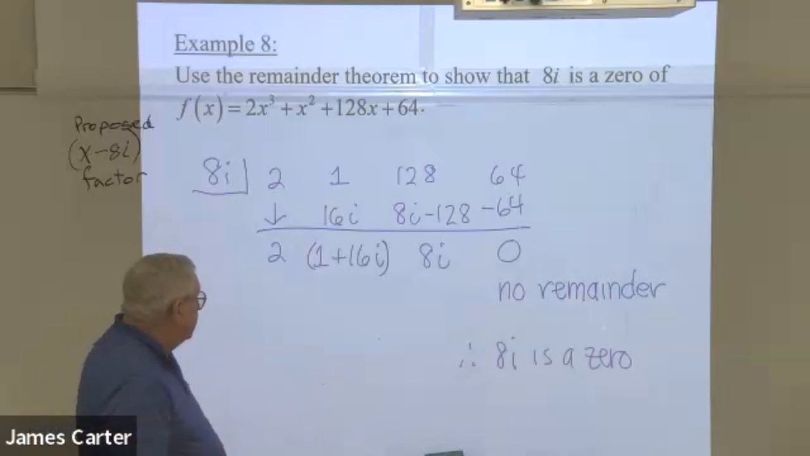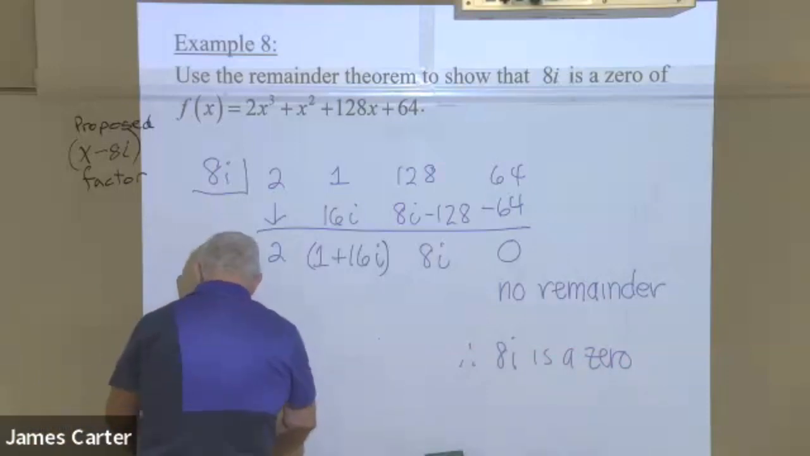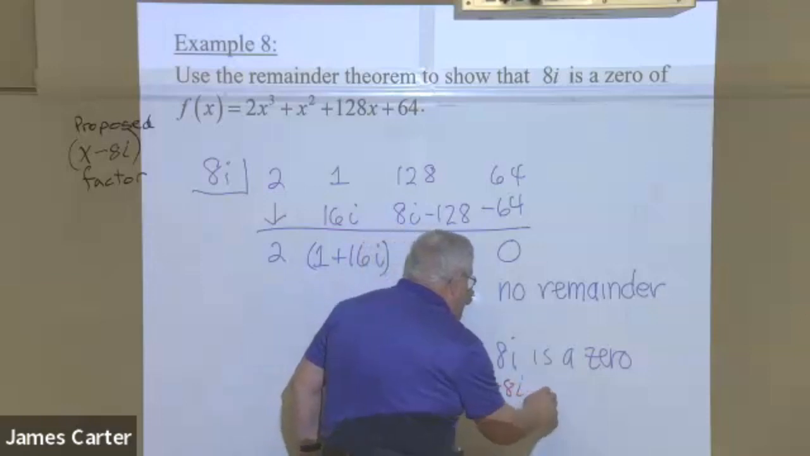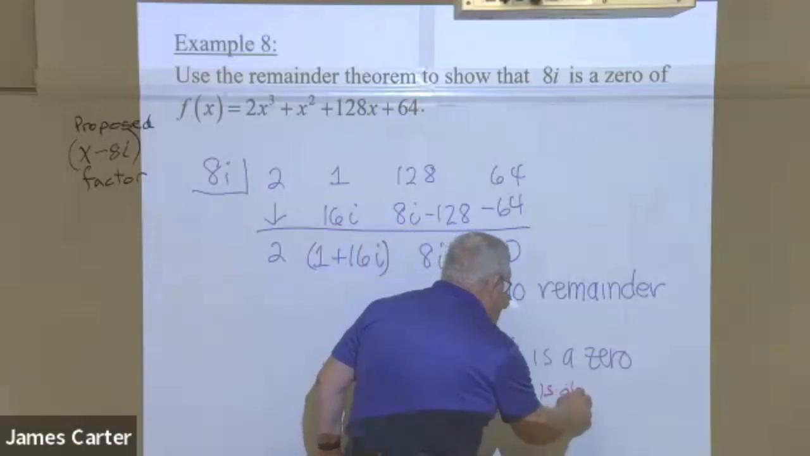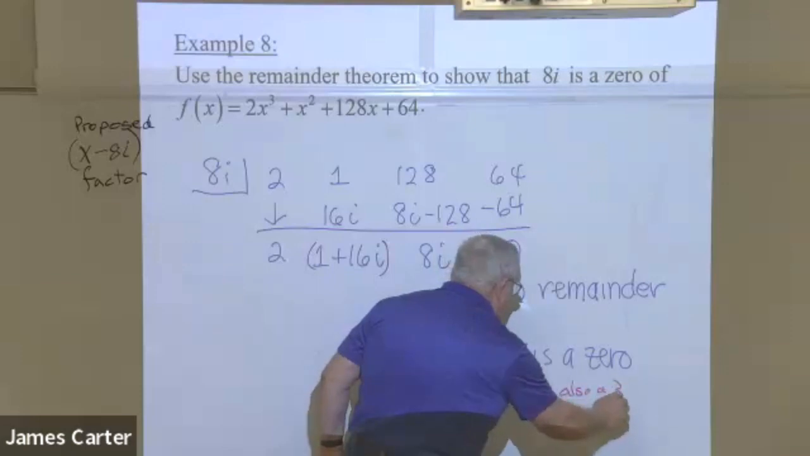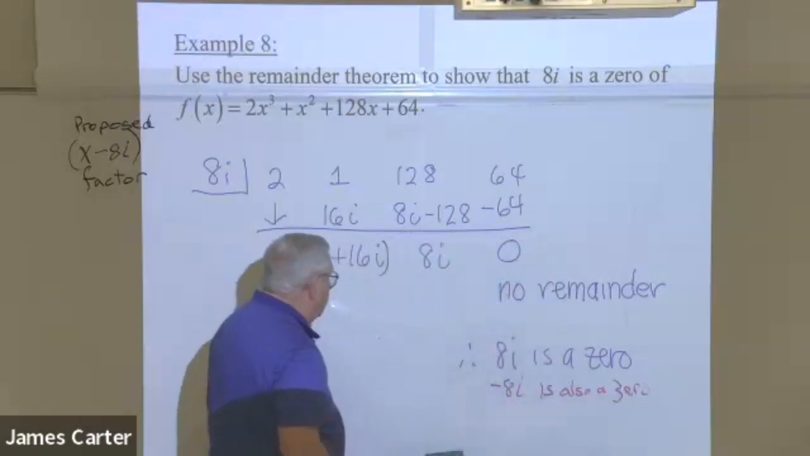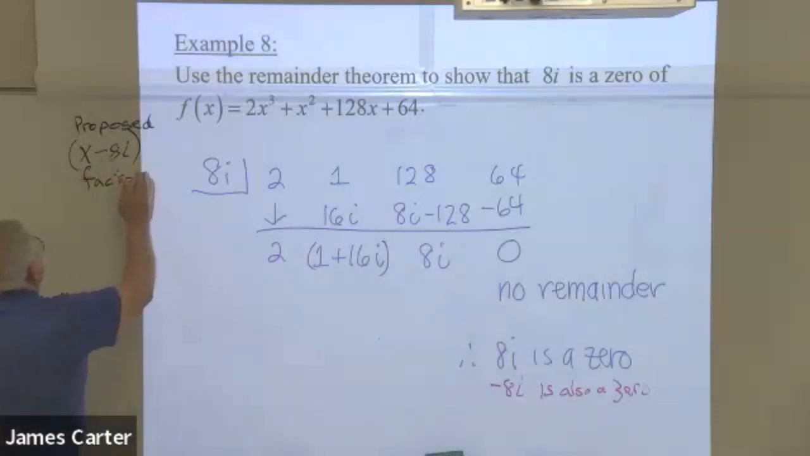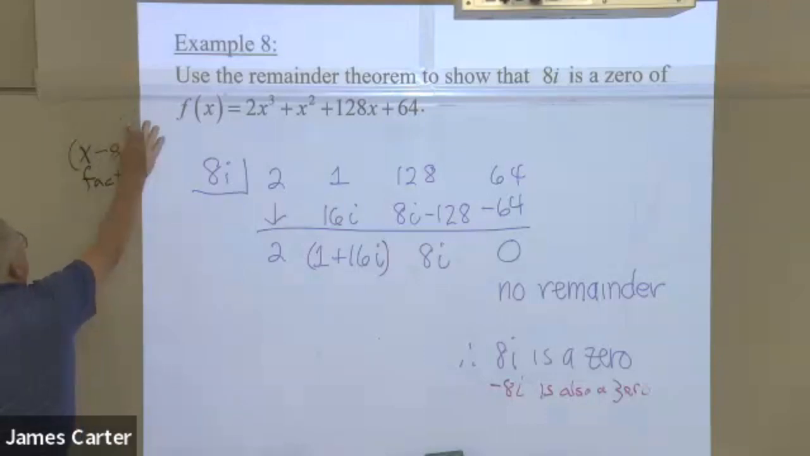Now, what does that also tell you? It tells you that -8i is also a 0, okay? It also tells you that this is no longer a proposed factor, but it actually is a factor. But I would also have to have x plus 8i as a factor in this particular problem. And then I would have the third degree to go.